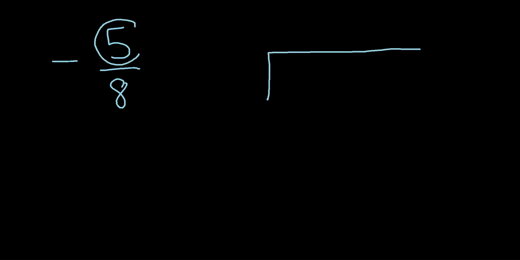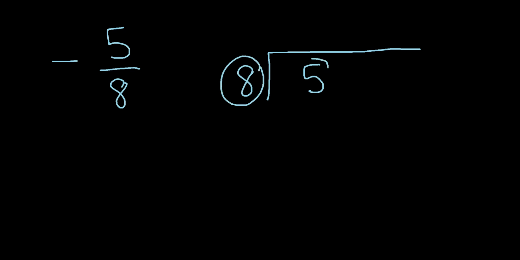So we set the numerator, the 5, right here as our dividend, and we set the denominator on the outside right here, this 8, as our divisor. And we're just going to perform long division. So typically in long division, you would say how many 8s go into 5? Well, that would be 0. 8 cannot go into 5. So you can write a 0 right here.